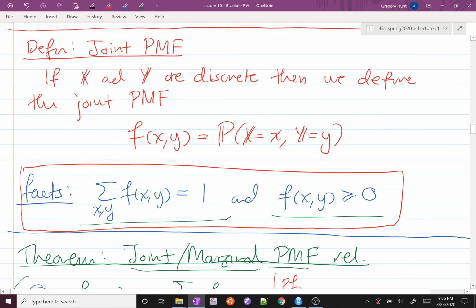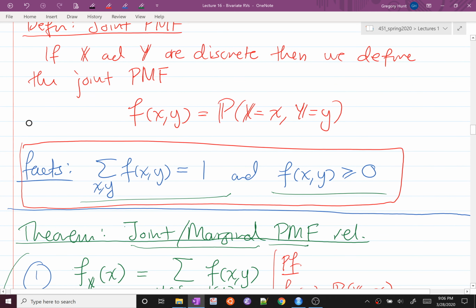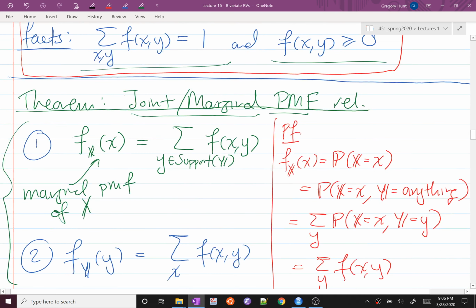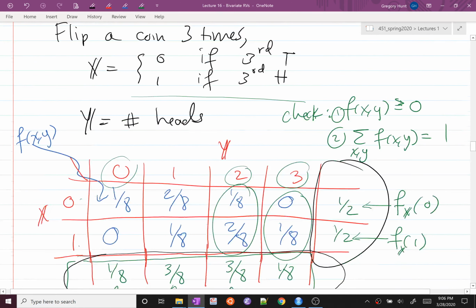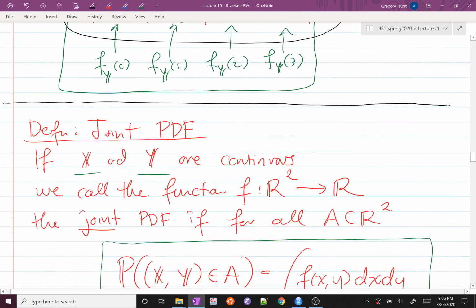We can then define similarly joint PMFs or joint PDFs, which is in the discrete case, joint PMFs is the probability x is at little x and y is at little y. And if we want to get the marginal PMFs, we just sum out the other variable. To get a marginal of x, we sum over y. To get the marginal of y, we sum over the values of x. And so we saw that with this coin flipping example.